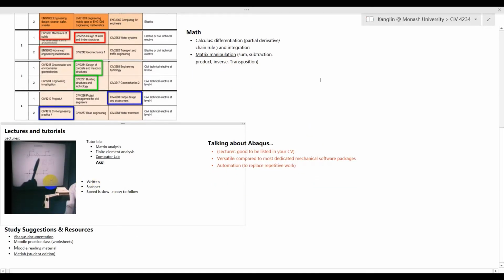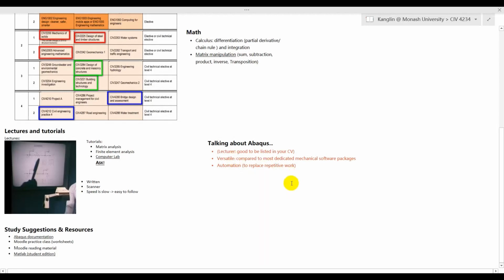The lecture is going to be delivered in the style demonstrated in the picture on the left. The lecturer will write something on paper, and the paper is scanned by a scanner. The talking speed of the lecturer is not too fast, so I think it's very easy to follow. The tutorials will follow the materials delivered in the lectures, and I reckon about 6 weeks for the matrix analysis, and then 3 to 4 weeks for finite element analysis, which includes the computer lab that will build up skills in Abaqus, the software package. If you have any questions, just ask the tutors. They're really helpful.